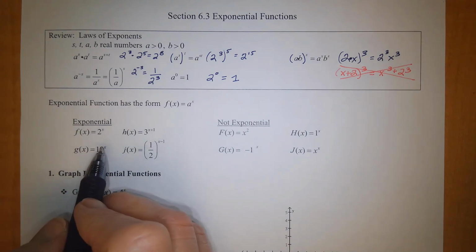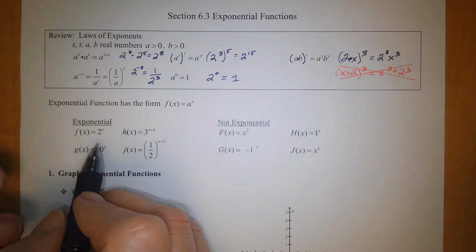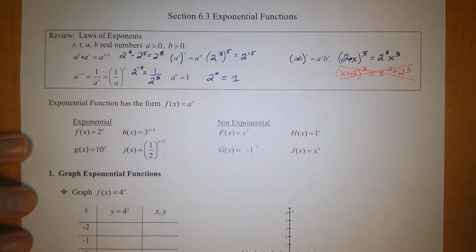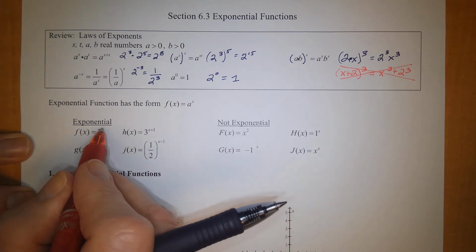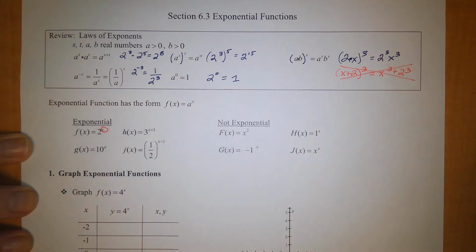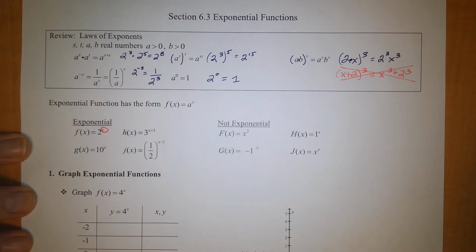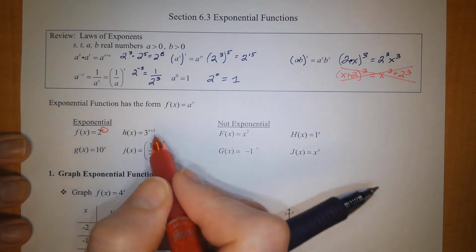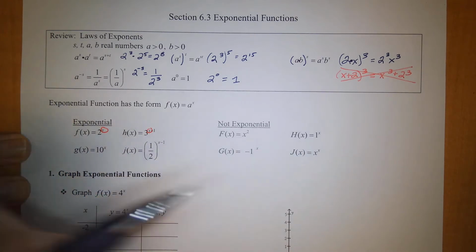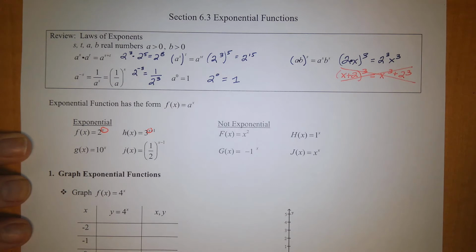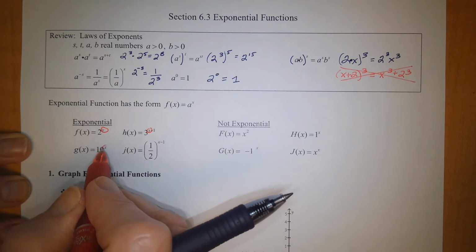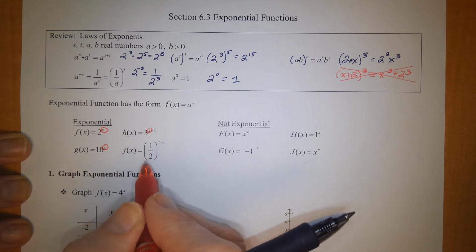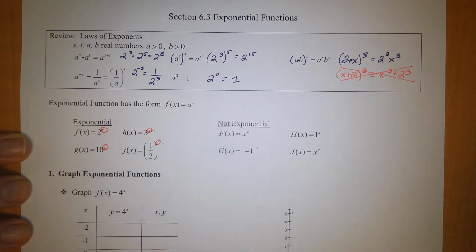Exponential form has the form of f of x equals 2 to the x power. Note where the variable is here. It's in the exponent. We're not used to seeing x's as an exponent. Also, 3 to the x plus 1, x is an exponent. g of x equals 10 to the x. j equals 1/2 to the x minus 1. All of the x's are in the exponent position.